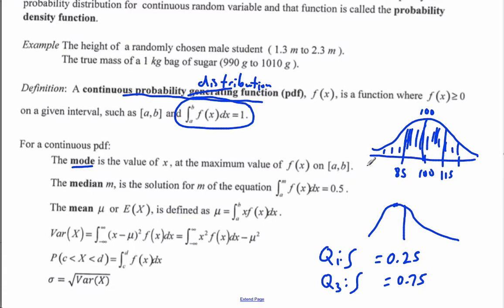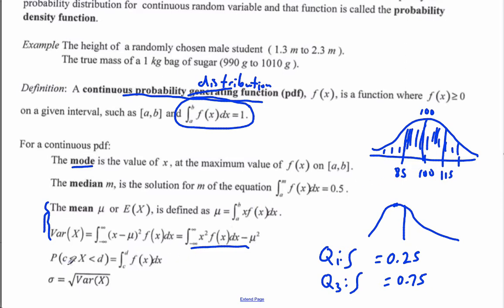The mean is defined as the integral of x times f of x, and the variance is defined as the integral of x squared times f of x, minus your mean squared, which you calculate this way. These two formulas are in your formula booklet.